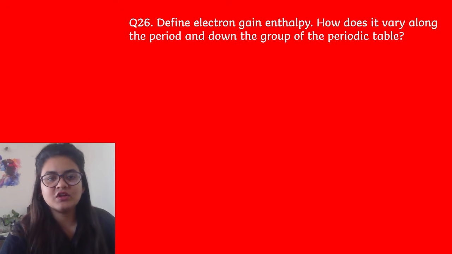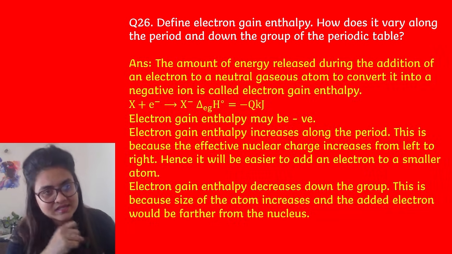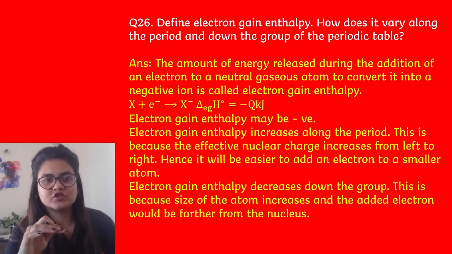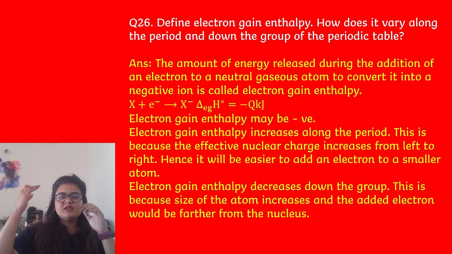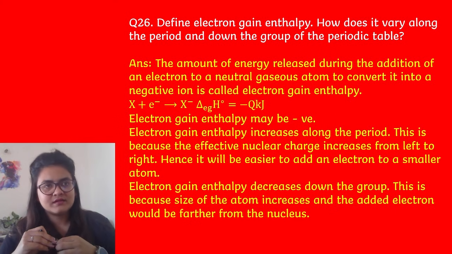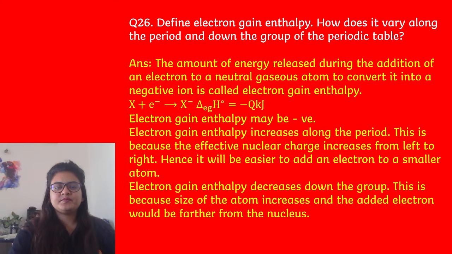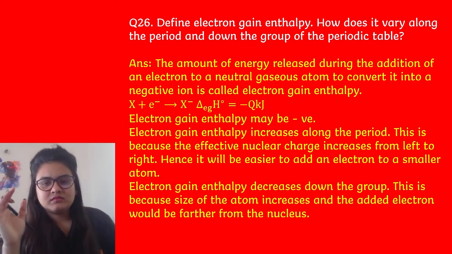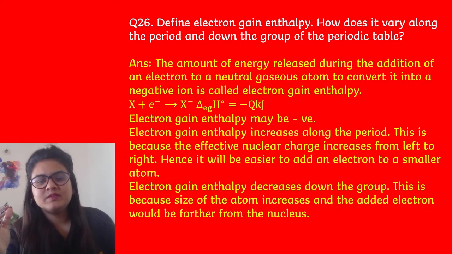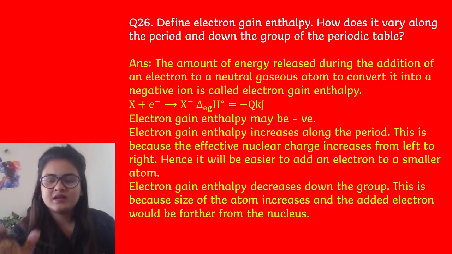How does it vary along the period and down the group? Electron gain enthalpy is the amount of energy that is released during the addition of an electron, meaning from the outside, from infinite distance, you put one electron into the valence orbital of an atom. The amount of energy released is called the electron gain enthalpy. It increases along the period because the effective nuclear charge increases, and decreases down the group. The reason is also there, I guess you will understand.